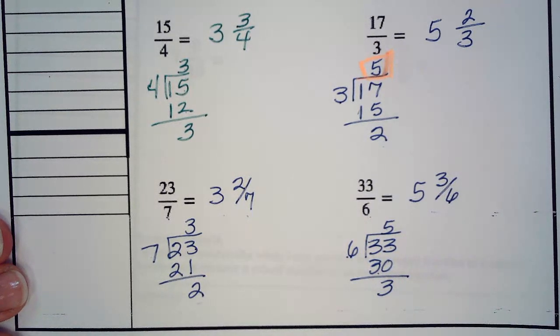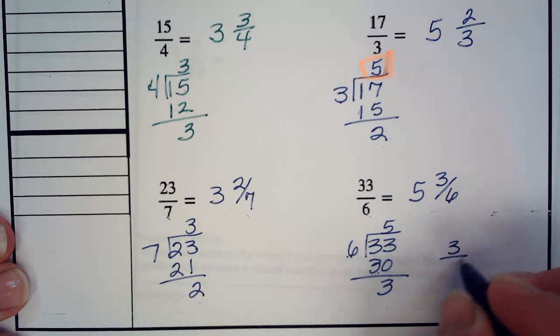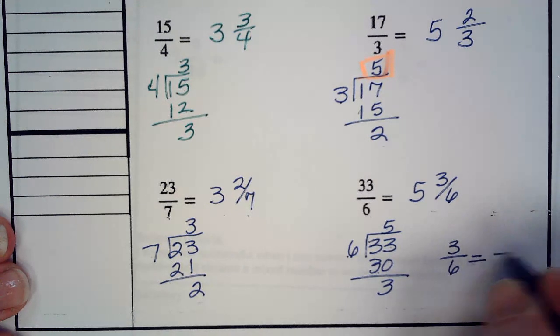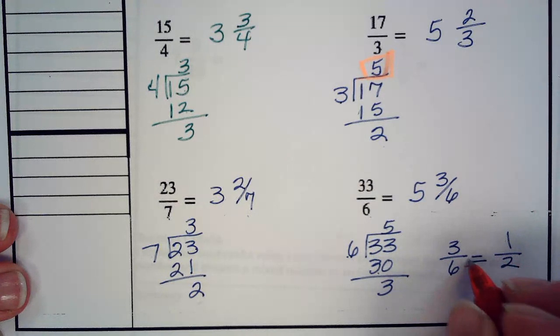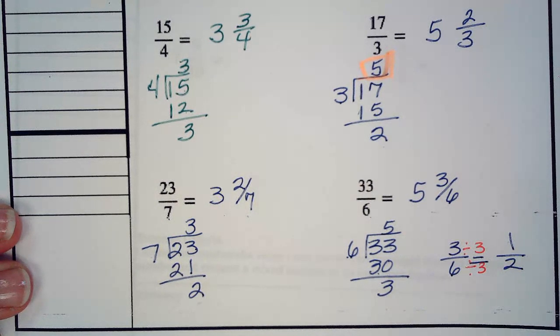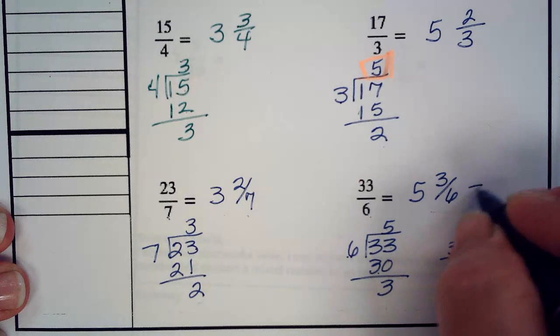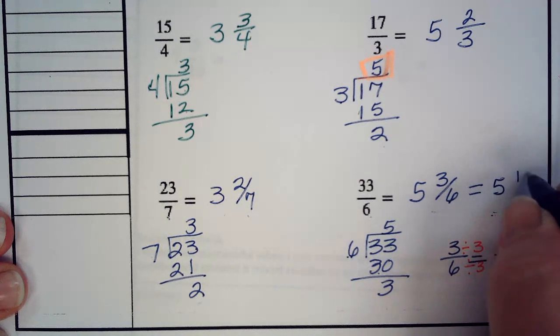Do you see a problem? Three is how much of 6? 3 is 1/2 of 6. So 3 over 6 is equal to 1 over 2. What I'm doing is dividing top and bottom by 3. So I'm not done until I actually simplify. 5 and 1/2.